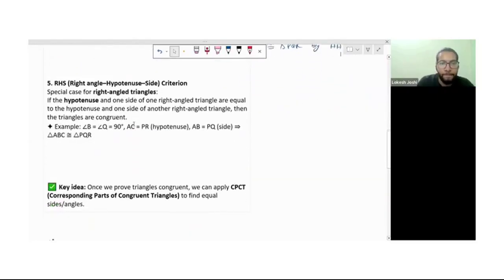Now the last one: suppose we have two right angle triangles, then it's for that case. Its name is right angle hypotenuse side. So let me draw two right angle triangles.